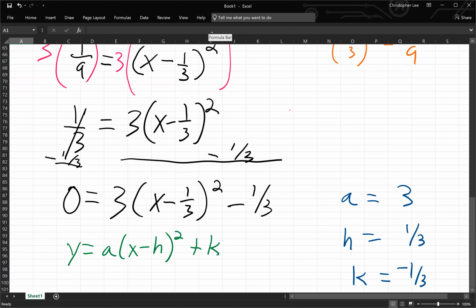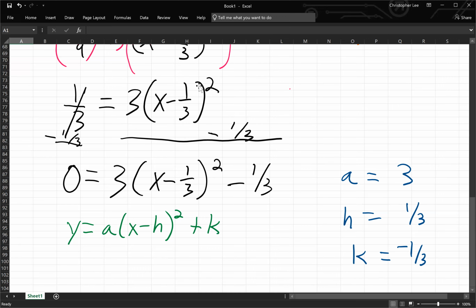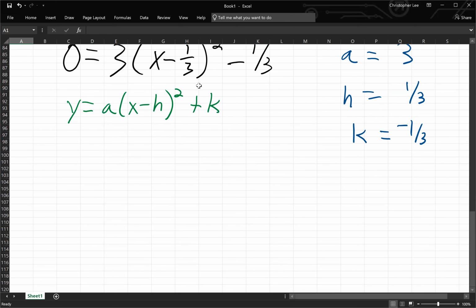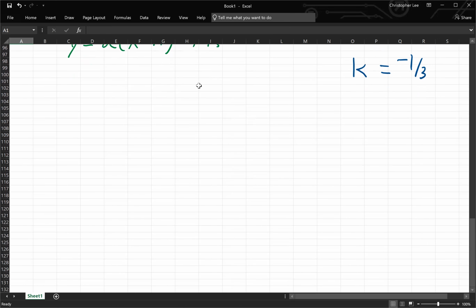Any more questions? Yeah. Let me get that, then I'll get yours right after. X squared. Completing the square. And they want the AHK thing and all that. Okay.